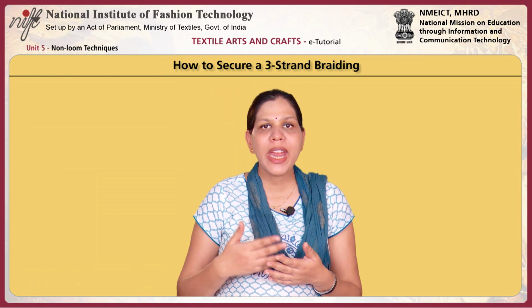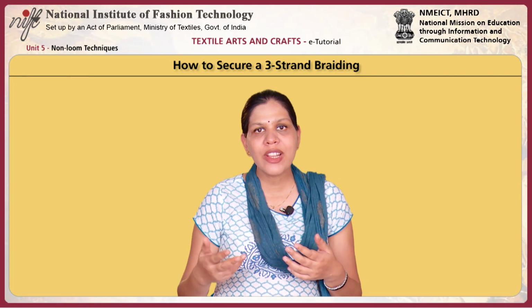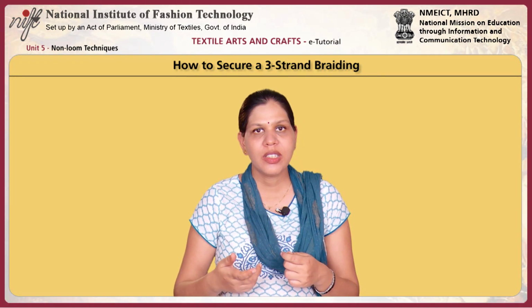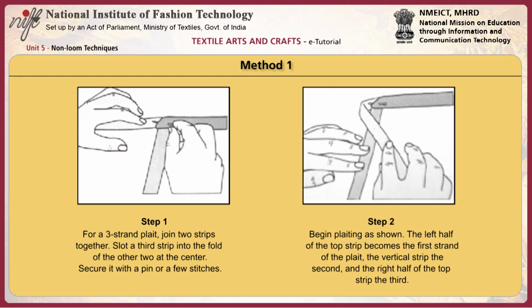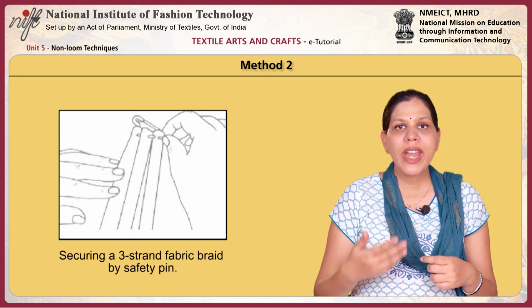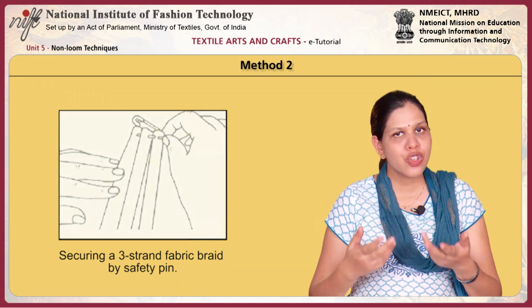To secure a 3-strand braiding, the first thing to do is to secure the strands together at the top before beginning the braid. We will look at 3 different methods to do this. This is the first method. For a 3-strand plait, join 2 strips together. Slot a 3rd strip into the fold of the other 2 at the center. Secure it with a pin or a few stitches. Begin plaiting as shown. The left half of the top strip becomes the first strand of the plait, the vertical strip the second, and the right half of the top strip the third. In the second method, thread the strands in sequence onto a safety pin as shown.